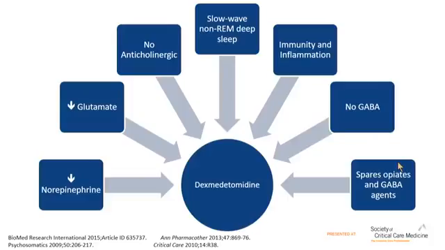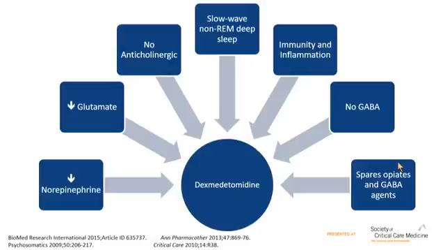So there are many potential mechanisms in how dexmedetomidine may benefit patients with delirium. As I've already said, it decreases norepinephrine release. There's decreased glutamate in the brain with dexmedetomidine. There are no anticholinergic properties of dexmedetomidine, and we know anticholinergics can, in fact, induce delirium. It does not induce REM state sleep.